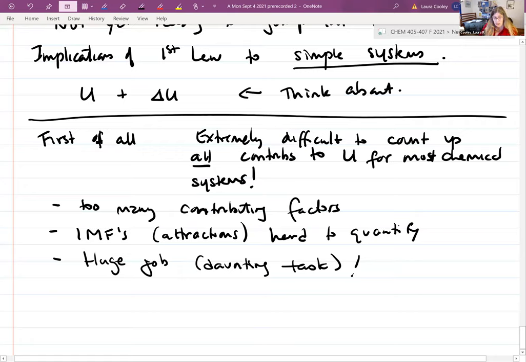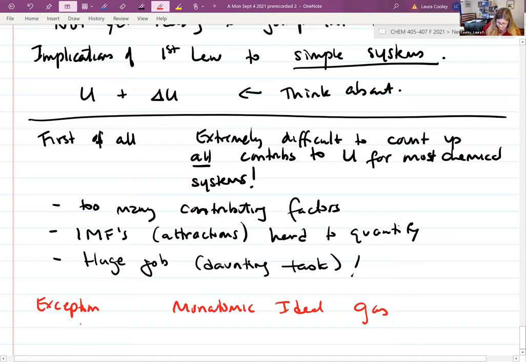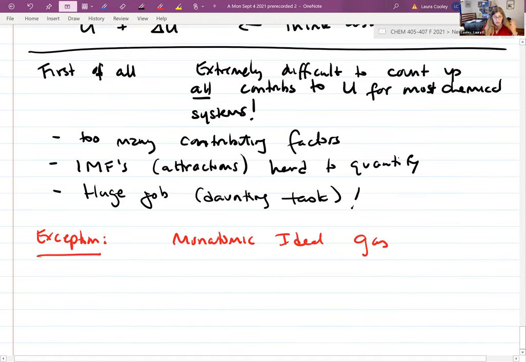So we can do it for one simple system, though. It's very boring, but I'm going to tell it to you. The exception is the monatomic ideal gas. So what does a monatomic ideal gas have for energy? It has translational kinetic energy only, right? It has no rotations because it's just one single atom. Well, it's many of these single atoms, so it doesn't have an axis that lets you rotate to change the position of atoms. No rotations.